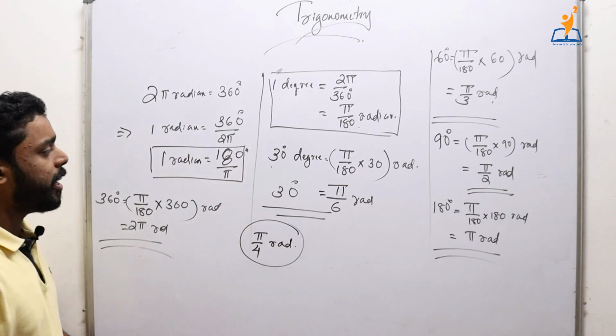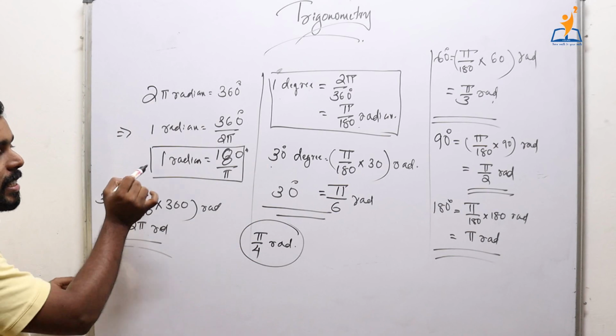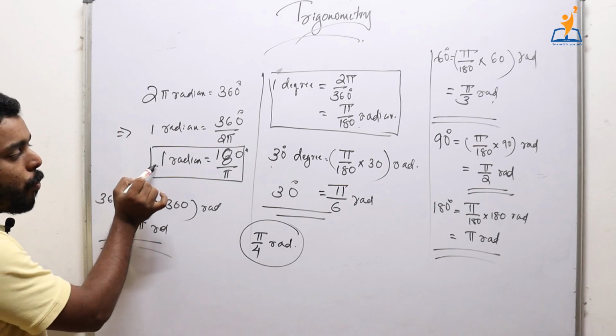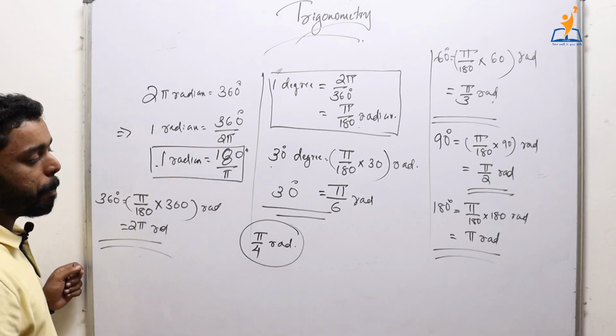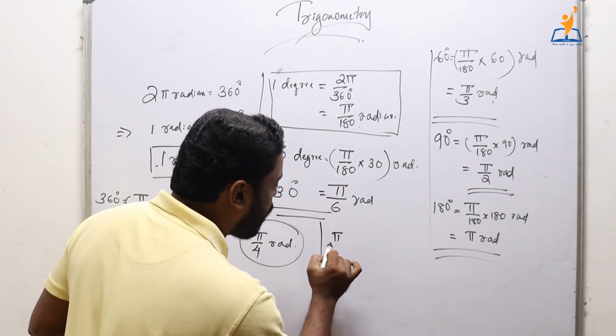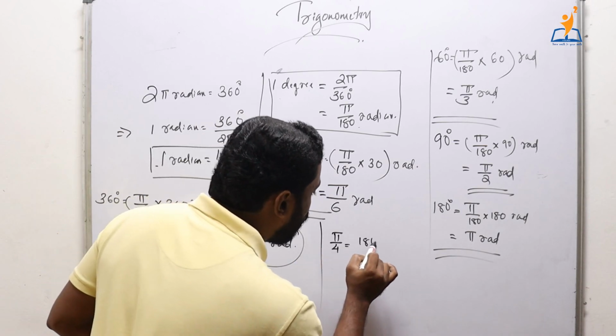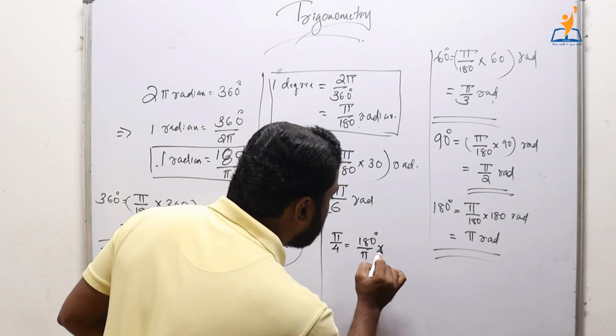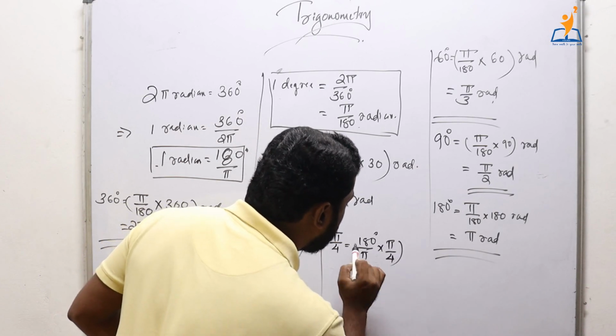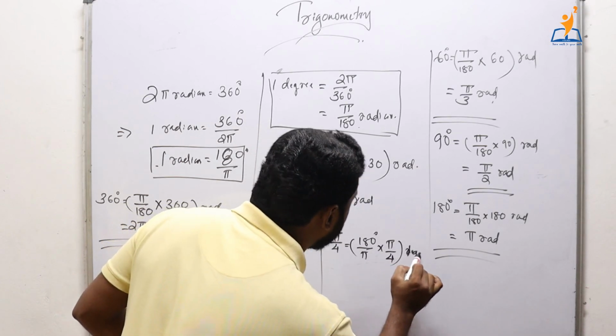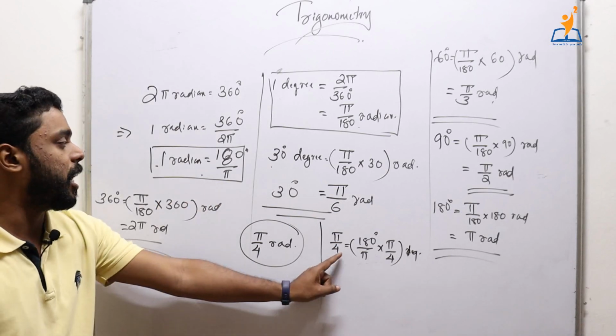So we want to find pi by 4 radian in degree. We have 1 radian equal to 180 degree by pi. Therefore, pi by 4 radian is equal to 180 degree by pi into pi by 4. We multiplied both sides of the equation by pi by 4.